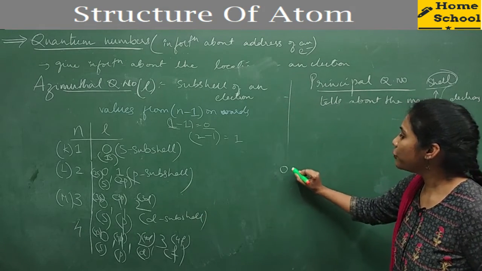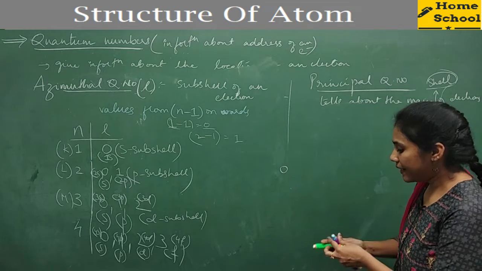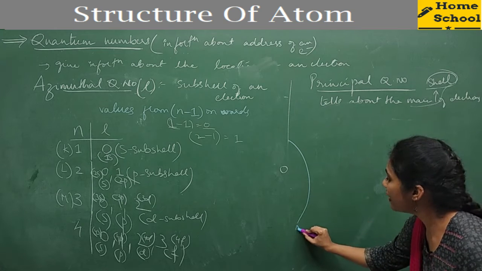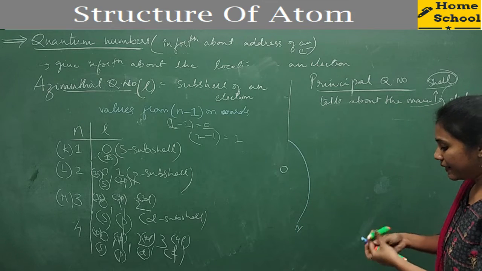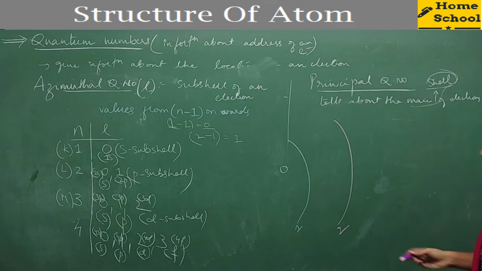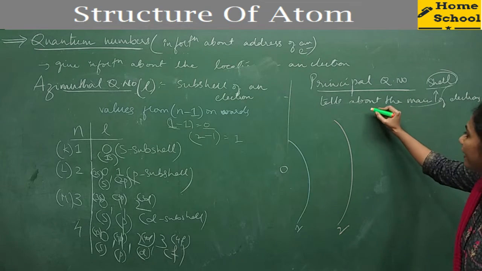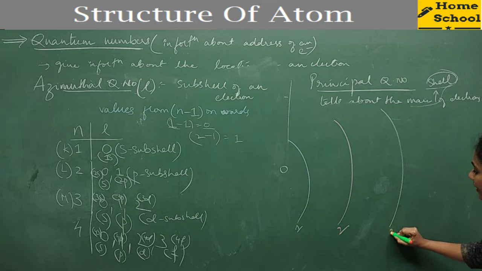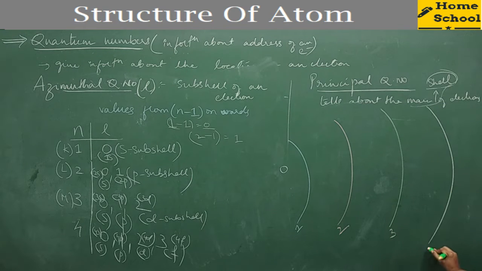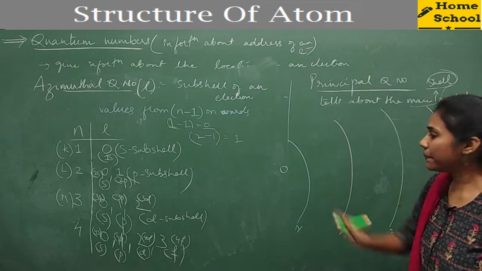This is our nucleus. Let me use another color. This is our first main shell, this is our second main shell, second state, this is our third state, and this is our fourth state. So these are our main shells.